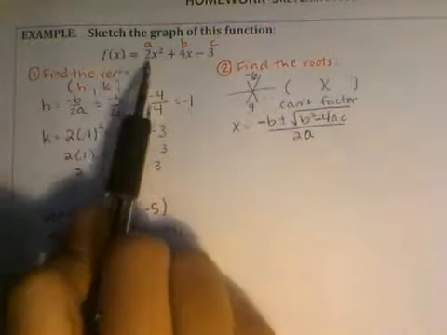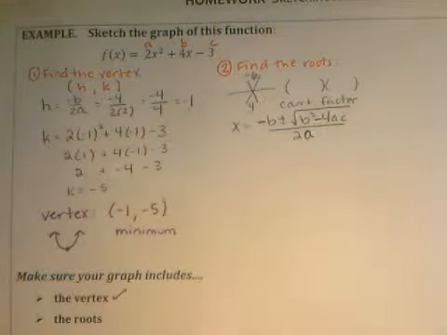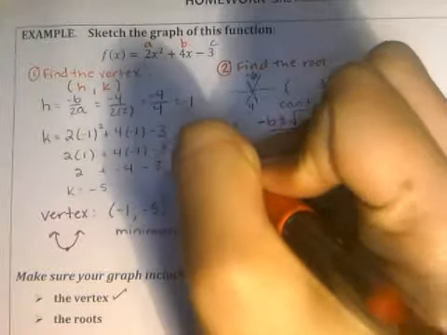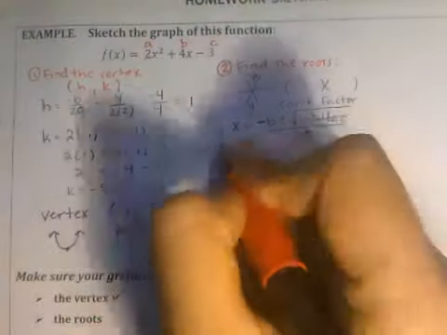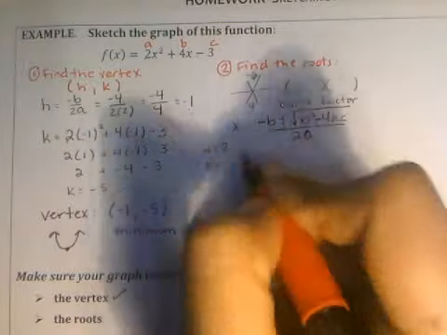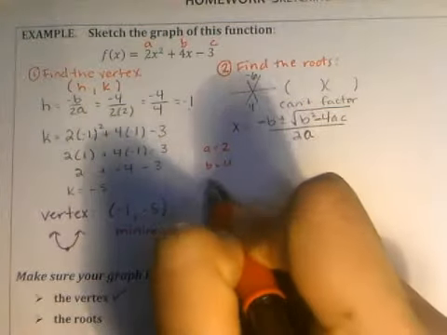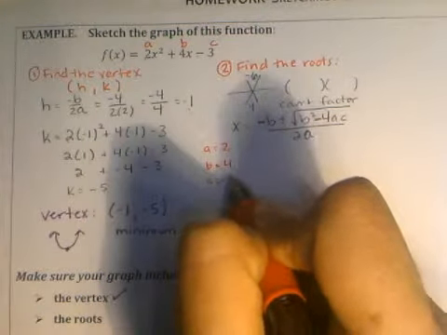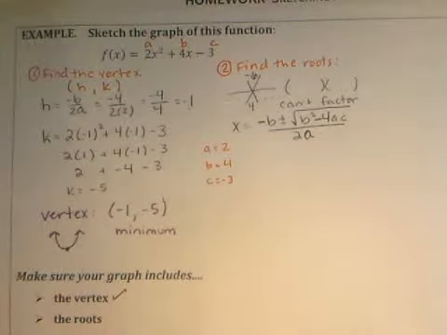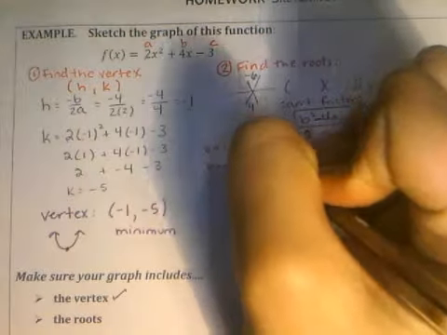I've already got a, b, and c up at the top. If you like, you could write them down here too, so that we plug in correctly. a is the coefficient of x squared, b is the coefficient of x, and c is the constant. When I plug into the quadratic formula, I get something that looks like this.